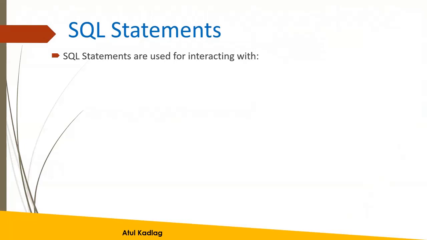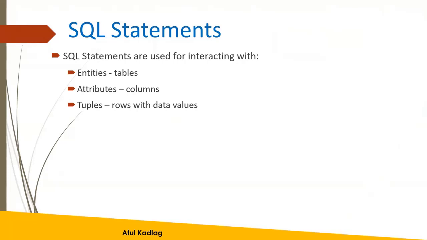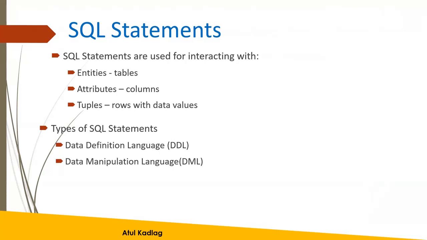The very first thing is SQL statements are used for interacting with entities, attributes, and tuples. That means whatever the tables, like we have seen, entities are mapping to tables, attributes are mapping to columns, and tuples are mapping with the rows with the data values. So whatever the data which is available in the table, that is nothing but tuples. And for this, we need to write SQL statements to get the data from the table and to create the tables. And for that, we do have two types of SQL statement. One is a data definition language, and the other one is a data manipulation language. Let's try to see this one by one.